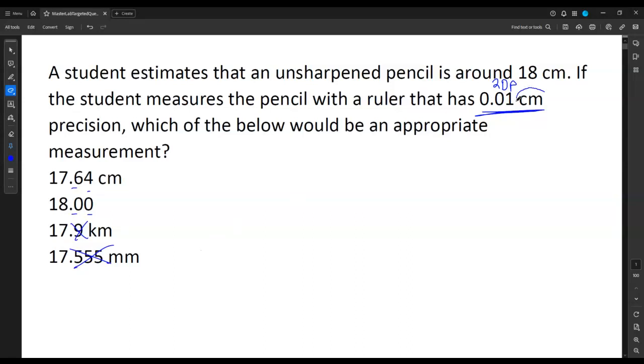Then the second important piece of information is what units, if any, we want. Sometimes we actually don't want any, and in this case we do. So this measurement is not going to be correct. Potentially a trap there because it says around 18 centimeters, and that's obviously the closest to 18 as a number, but it doesn't have exactly the right format.